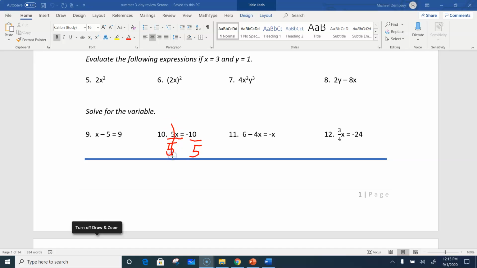So x is all by himself again now. 5 divided by 5, they cancel out. And now over here I have negative 10 divided by 5, which is negative 2.